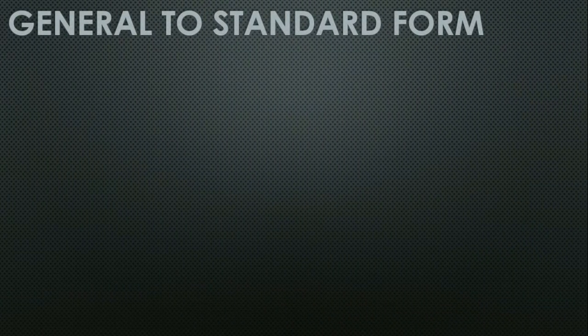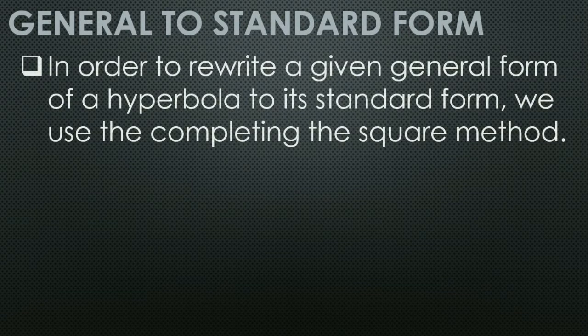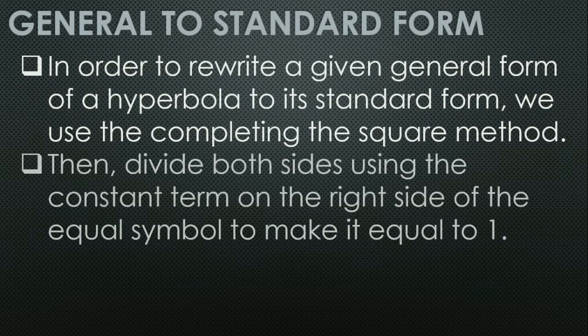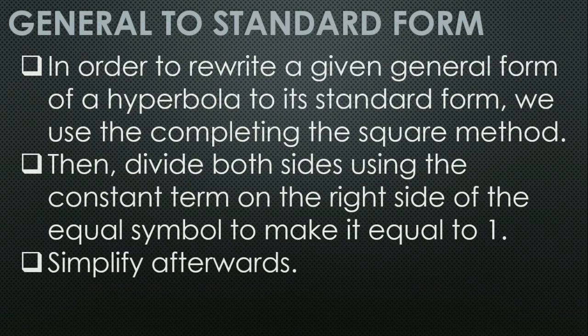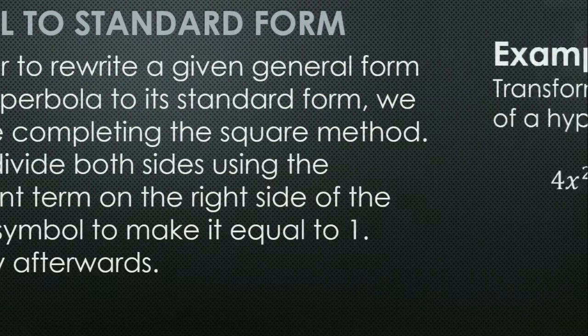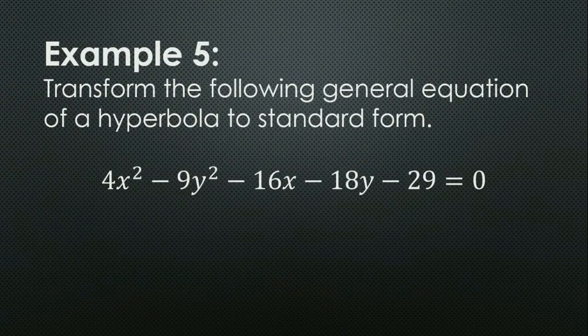General to standard form. In order to write a given general form of a hyperbola to its standard form, we use the completing the square method. Then, divide both sides using the constant term on the right side of the equal symbol to make that number equal to 1. Then simplify afterwards. Example number 5, transform the following general equation of a hyperbola to standard form. For the solution, watch this video.